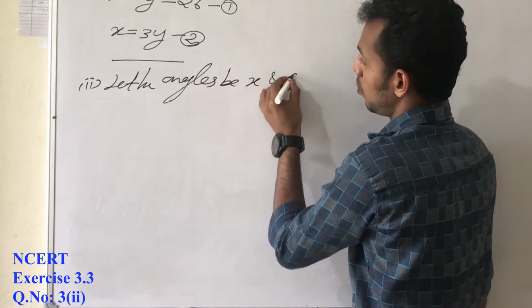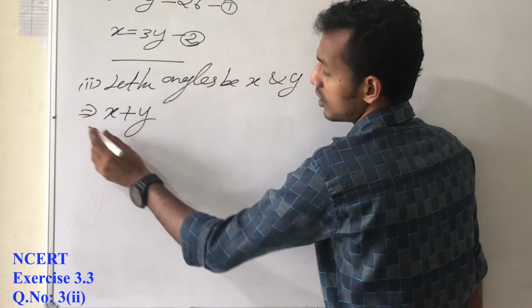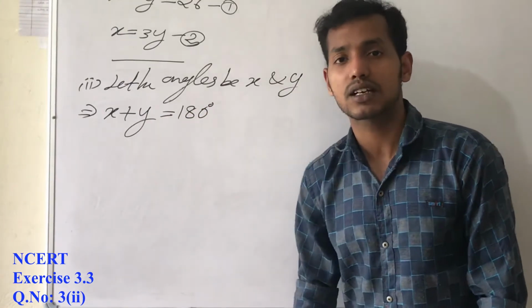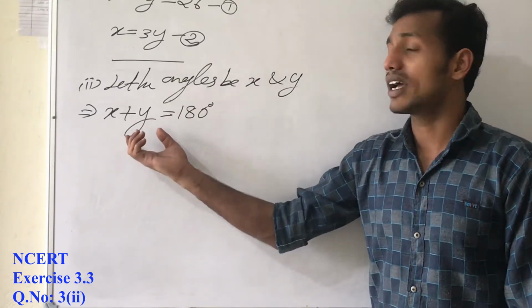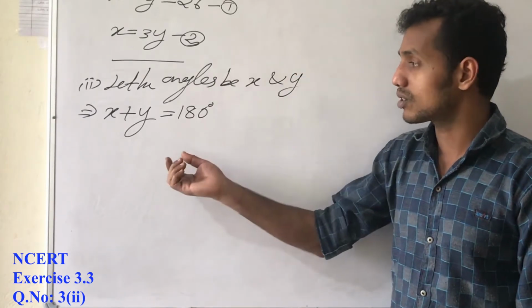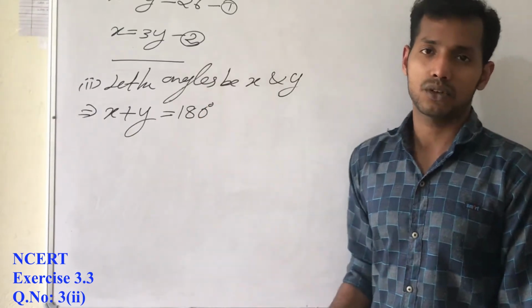x and y. Therefore, according to the first condition, x plus y is equal to 180 degrees. It is not directly mentioned that the sum of these two angles is 180 degrees. Instead, the question mentions that these two angles are supplementary. So we need to understand from the question that if it is supplementary, then the sum of the angles will be 180 degrees.